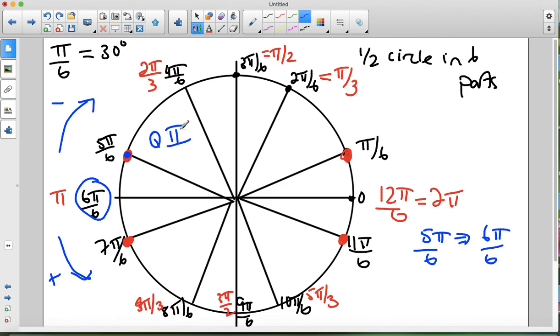So that's how basically you can figure that out. So if I said, where is 13 pi over 6? Well, I know that 12 pi over 6 is going to be here. It's an even number. And if I'm adding, then 13 pi over 6 must be 1 more. And that would be it. And that's how you go about doing that.